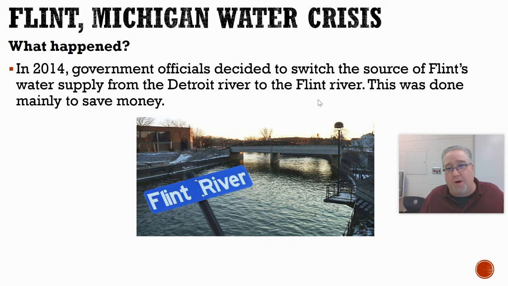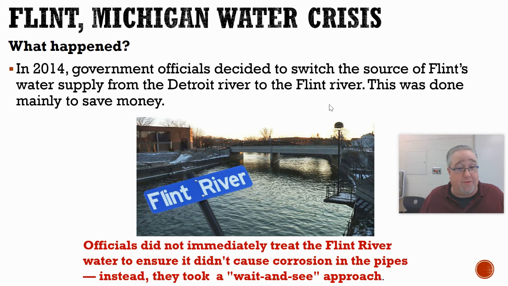It takes a little bit more to clean the water before you can use it. But eventually, what they did, they switched back. They switched back to the Flint River instead of the Detroit River. So when they did this, the people who were in charge didn't really think about the possible consequences of changing the source of the city's water supply.